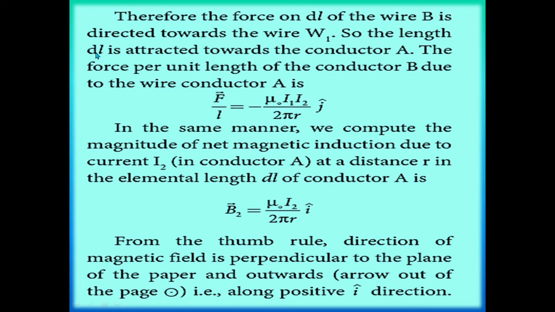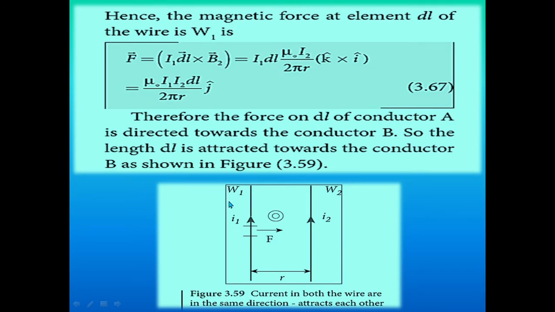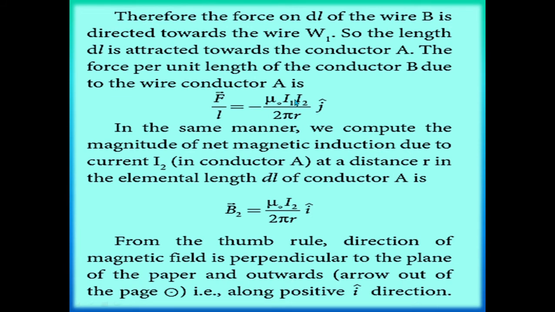Therefore the force on dl, the small element of wire B, is directed towards the wire W1. With the help of this diagram, the force on dl, the small element length of wire B, is directed towards wire W1. So the length dl is attracted towards conductor A.